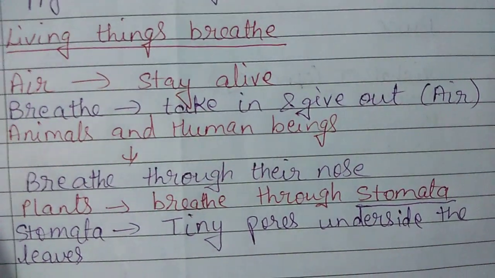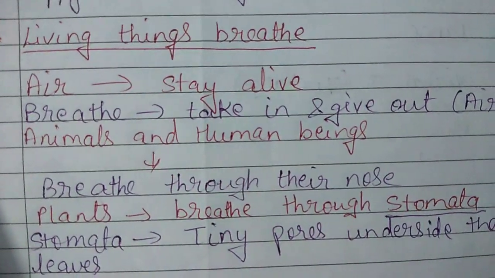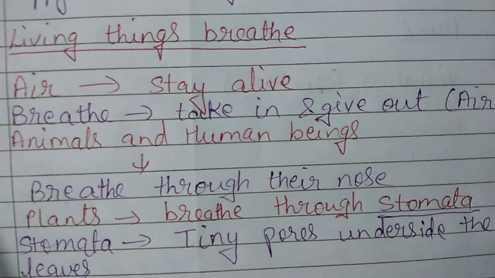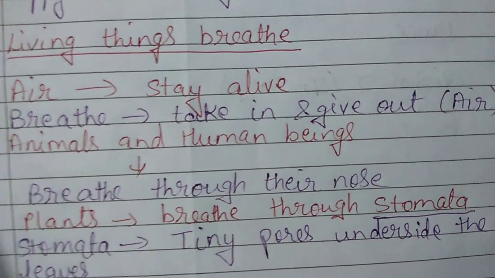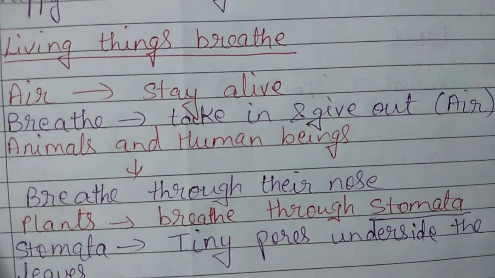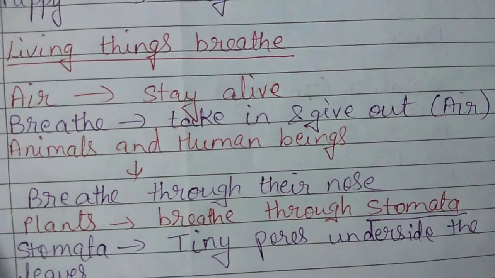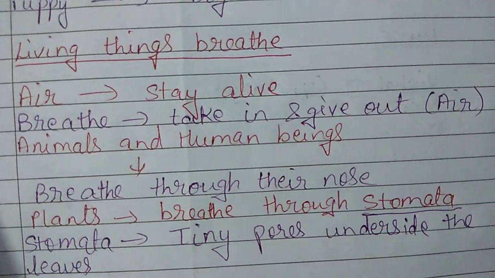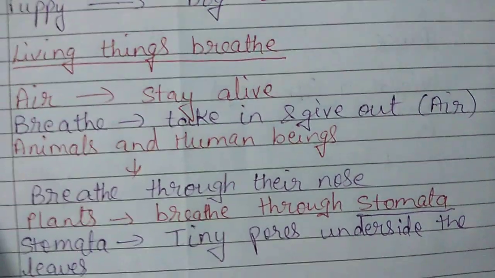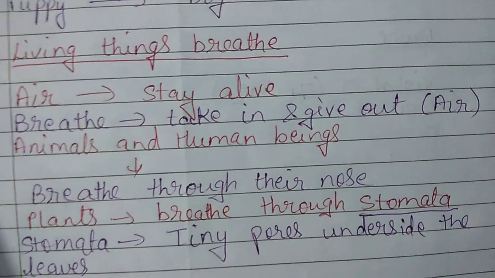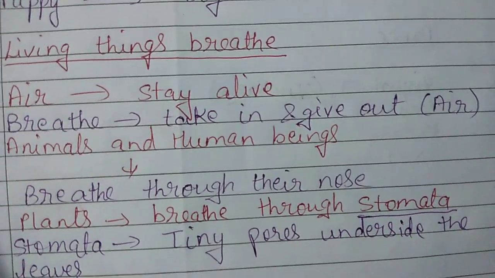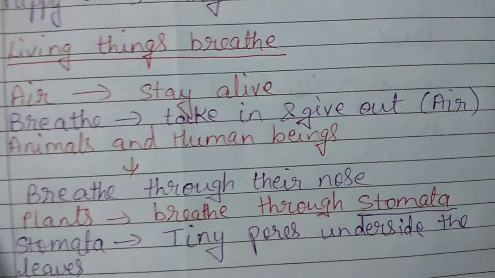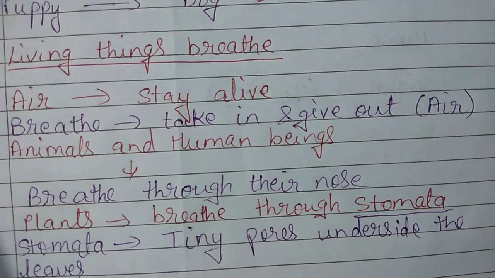For example, if we see animals and human beings, how do we breathe in air? We breathe in air through our nose, right? Similarly, animals breathe in air through their nose. Now, how do plants breathe in air? Yes, plants also need air. They also need air to survive. So they breathe in air through stomata.